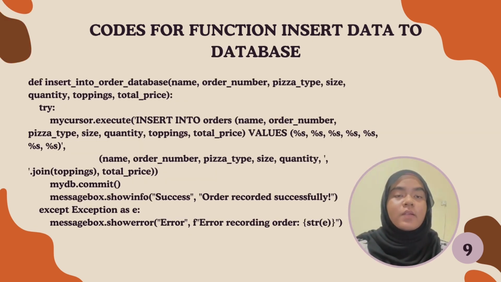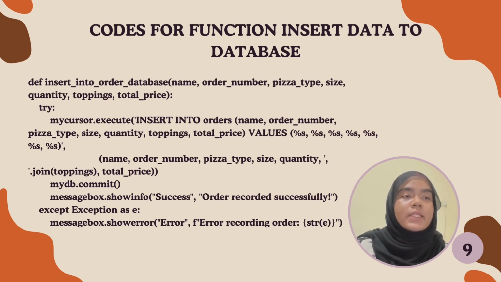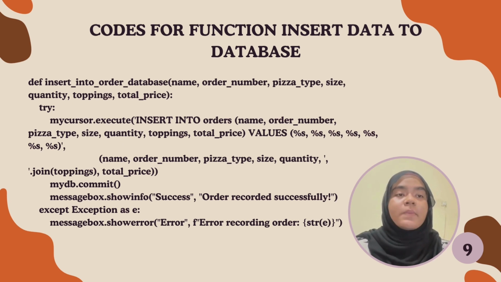For the next coding, I would like to explain about the code for function insert data to database. Okay, for the first line is def insert into order database, name, order number, pizza type, size, quantity, topping and total price. Okay, this line defines a function named insert into order database that has 7 parameters, which are name, order number, pizza type, size, quantity, topping and the total price.